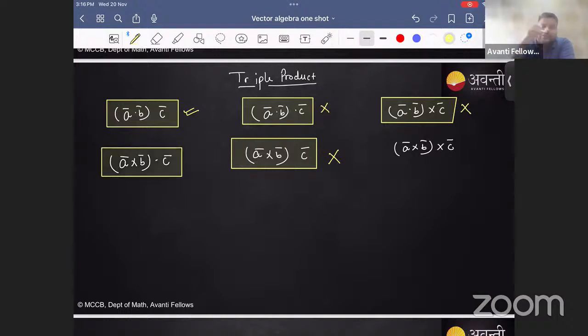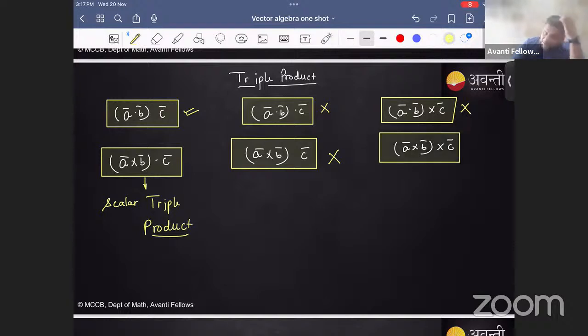Now come to this. A cross B is a vector and that vector is multiplied with vector C in the dot product manner. So this is what we call scalar triple product. Now if I go with this, A cross B is a vector and that vector is further cross multiplied with another vector C. So this is what? Vector triple product.